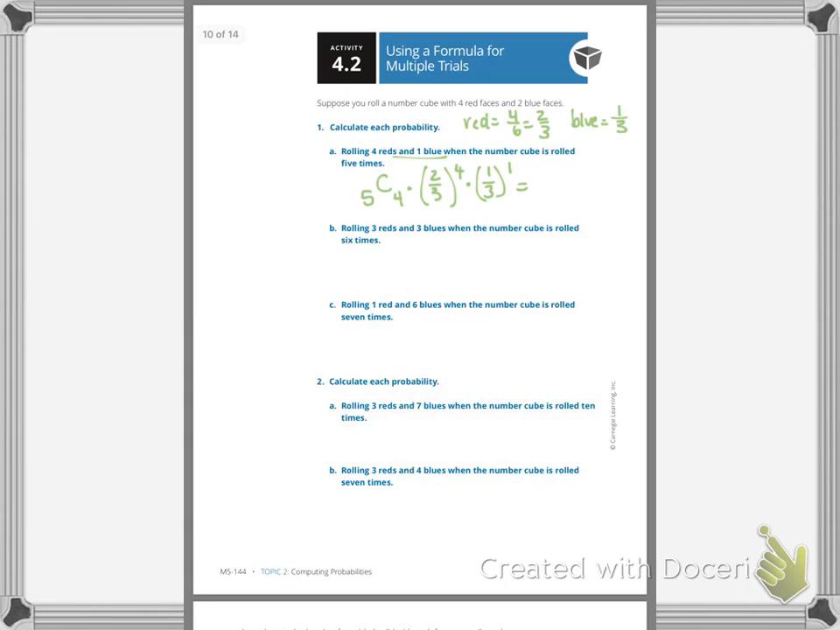Okay, then I'm going to set up the next one. There's a total of 6, so 6, choose 3, because there are 3 reds. To represent my 3 reds, we put it to the third. To represent my 3 blues, we put it to the third.